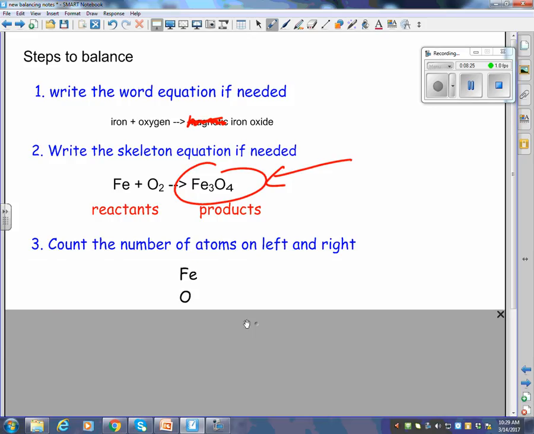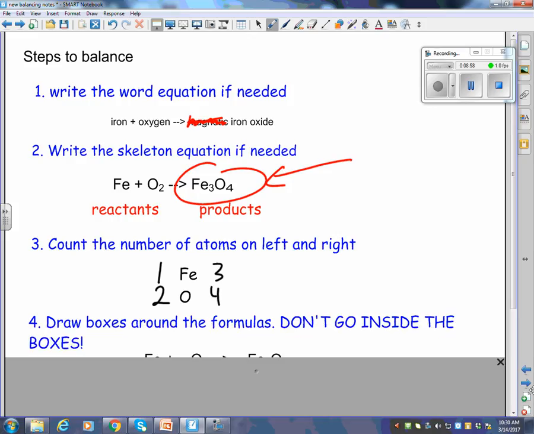Okay, so let's count here. How many Fe on the left? Just 1. Uh-oh. How many Fe right here, Logan? On the right? 3. Uh-oh. How many O's here on the left? O2 is 2. Here I got O4, 4. Clearly, this is not balanced. Okay?